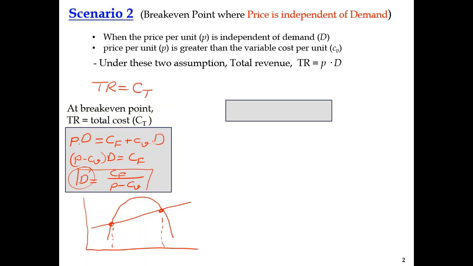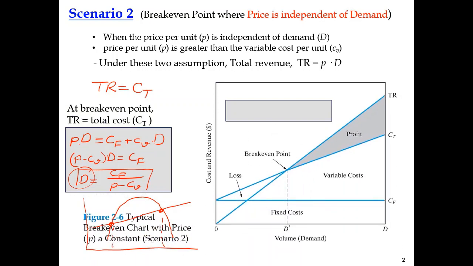And if we sketch the graph of these two functions, the total revenue function is P times D. So in this axis we have D, and when we sketch the graph of P times D, we observe this line over here. For this line, the slope is equal to P. The slope of this line is equal to the price.